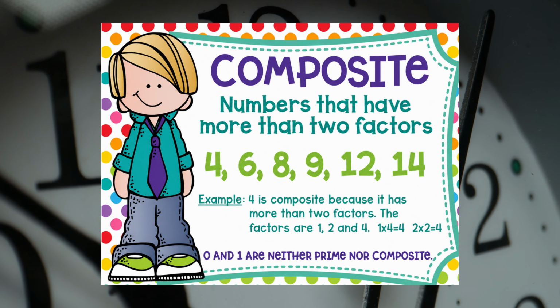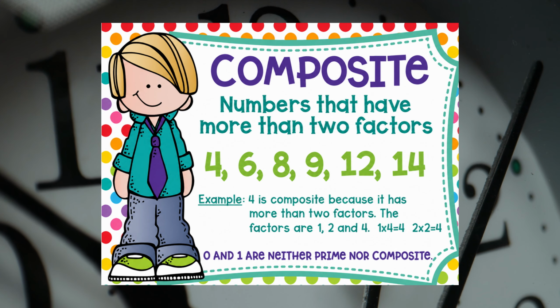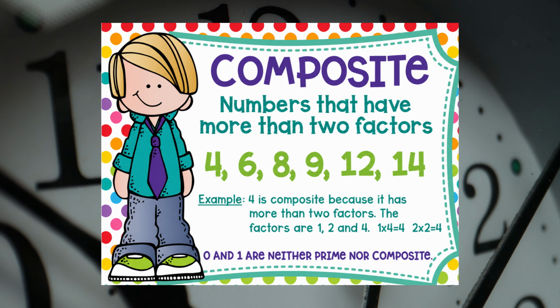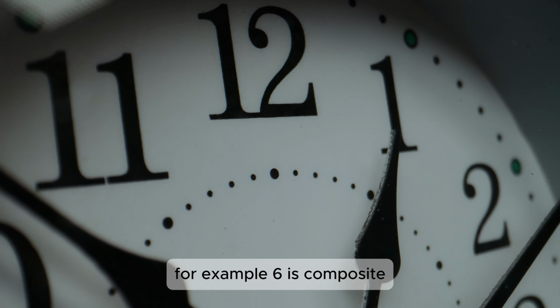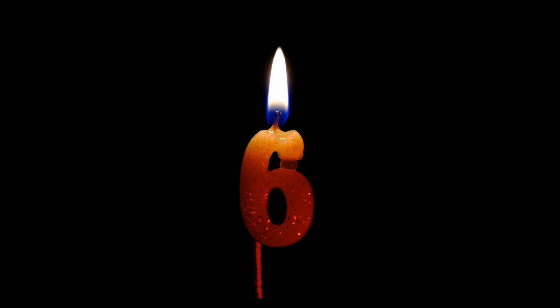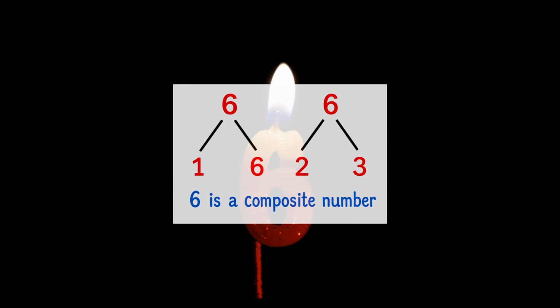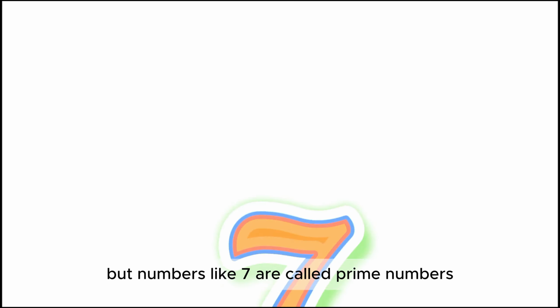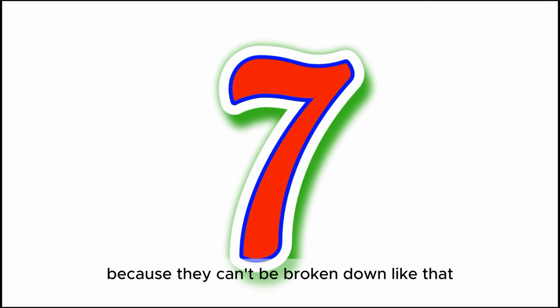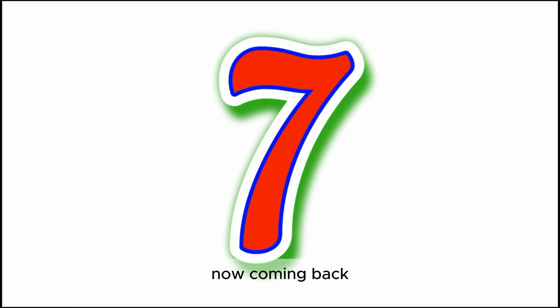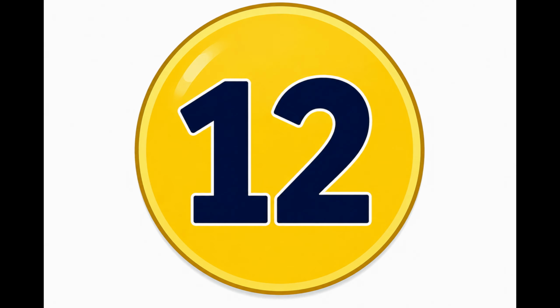A composite number is any number that can be divided into smaller whole numbers, apart from 1 and itself. For example, 6 is composite because it can be divided into 2 times 3. But numbers like 7 are called prime numbers because they can't be broken down like that. Now coming back, 12 isn't just composite, it's highly composite.